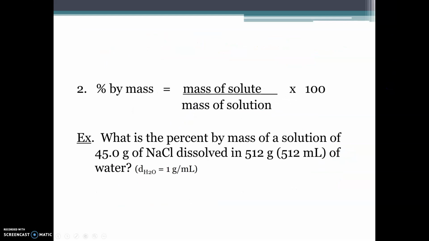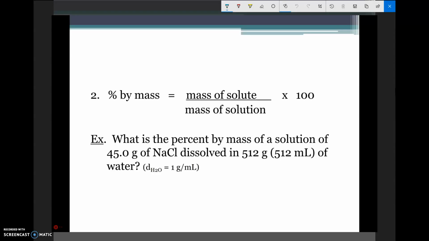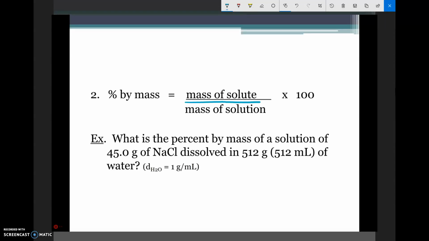another type of percent solution is percent by mass. So instead of having a volume, we're going to do mass, but the equation is exactly the same except for the word mass. So percent by mass equals the mass of the solute divided by the mass of the solution times 100. So here's the next question. What is the percent by mass? I'll go ahead and put my little question mark.